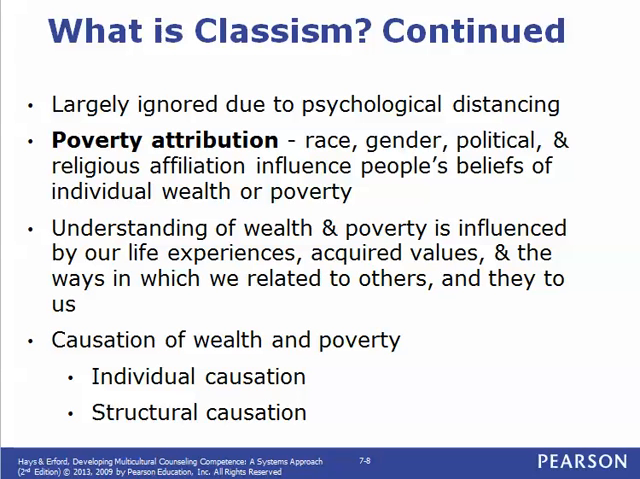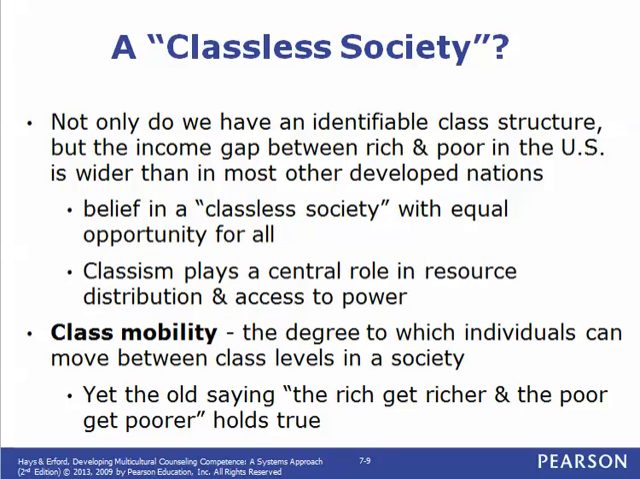Another largely ignored but significant problem related to classism is what we call poverty attribution. This is when an individual's race, gender, and religious affiliation influence people's beliefs about individual wealth or poverty. Again, these are those assumptions that we have about what it means to be poor and to live in poverty. A major myth that this text and I hope to bust for you is that we actually live in a classless society. That's not the case. While we would hope for a classless society with equal opportunity for all, that's not the reality for most individuals. And class mobility, which means the degree and how easy it is for people to move between these class levels, varies greatly area by area and group by group. So that's not a constant.